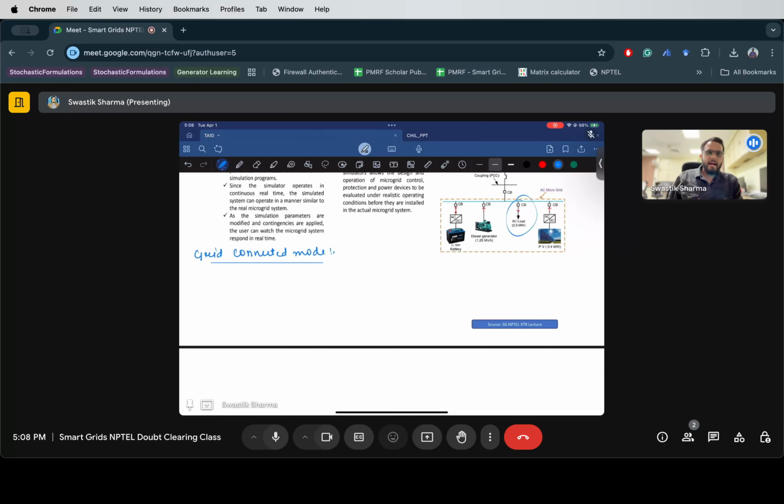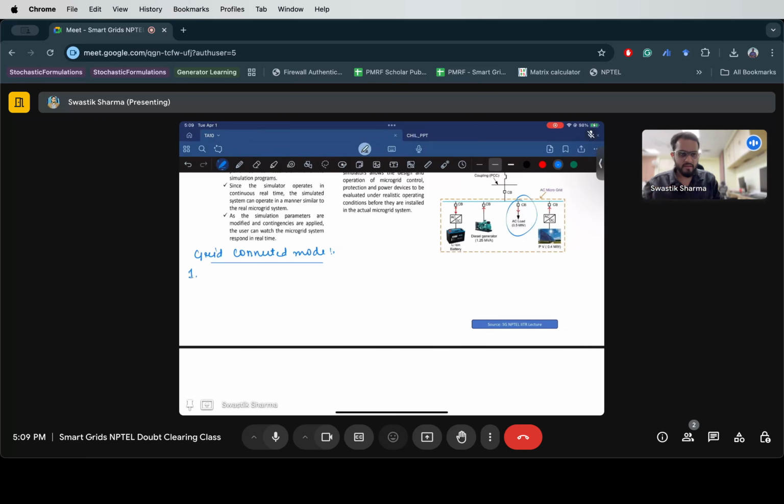Now, when I say that the AC microgrid is connected to the grid, what I mean is that there is an exchange of power between the main grid and the microgrid. And if that is the case, then what will happen? We first have to talk about how the power flow schemes will look under both categories.